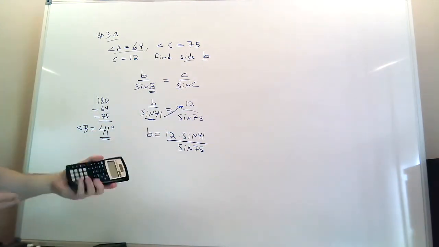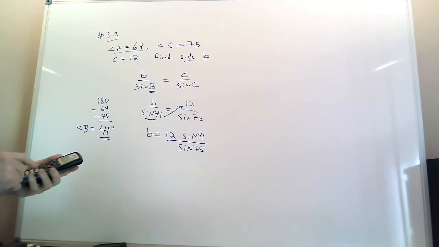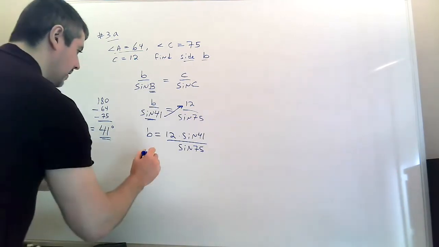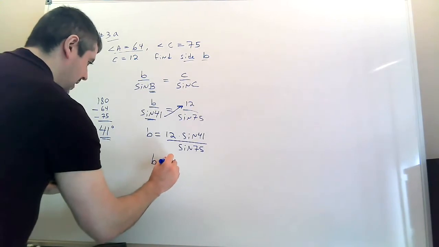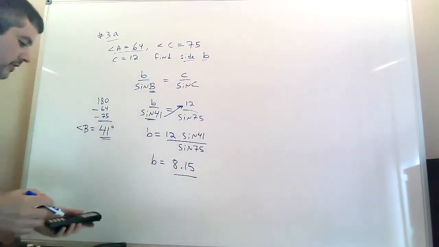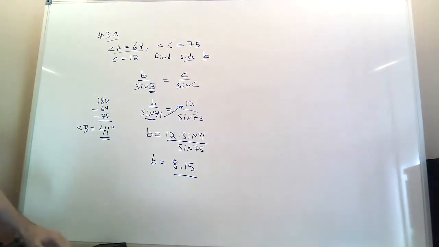Now, bunch of button presses. What am I going to do? 12 times sine 41. I got 7.87 divided by sine 75. So I get 8.150. Oh, awesome. 8.15. So the side is 8. And again, it seems pretty reasonable.